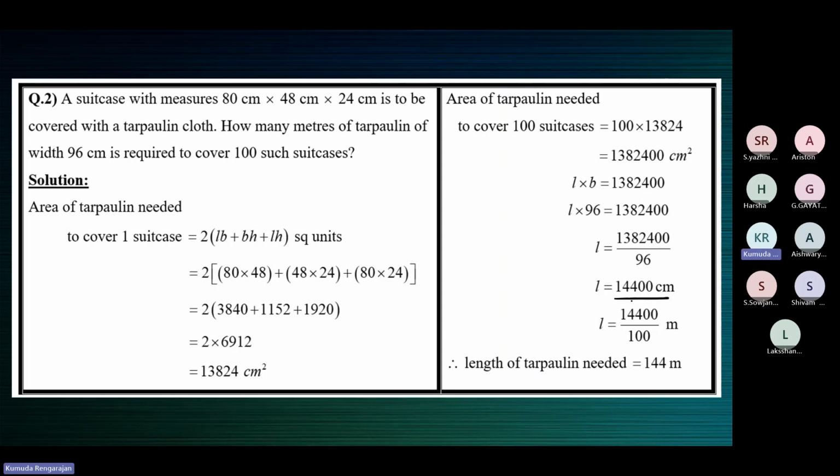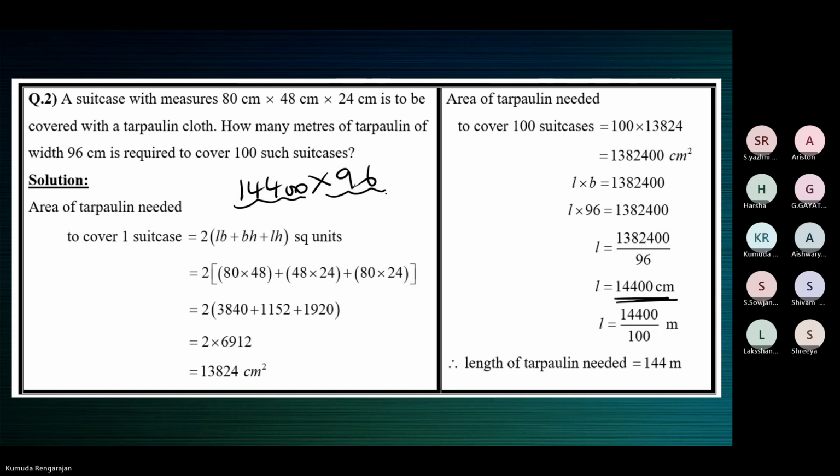So if you tell the shopkeeper that you want this length of fabric, into the breadth, which is fixed, this will give you an area of 1,382,400 centimeter square, which is enough to cover all the 100 suitcases. Very simple, but very important question.